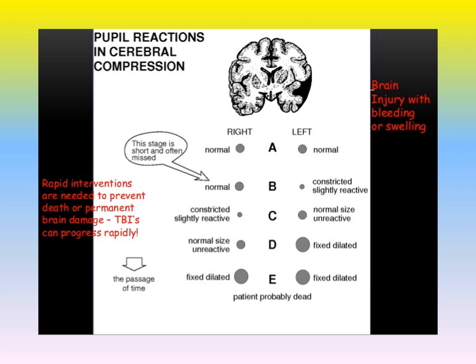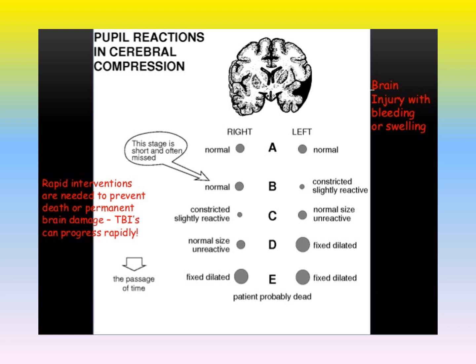Pupil reaction and cerebral compression. In the figure, A is normal for both right and left. In B, the right is small and often missed, and the left pupil is constricted slightly. In C, the right pupil is constricted slightly and reactive, and the left is normal size and unreactive. In D, the right is normal size and unreactive, and the left is fixed and dilated. And in E, the right is fixed and dilated, and the left is fixed and dilated.